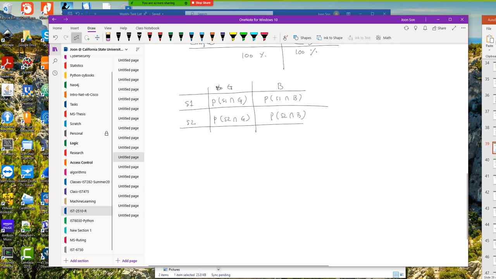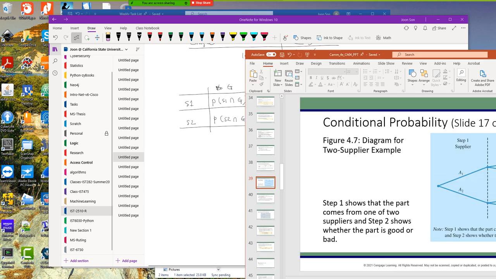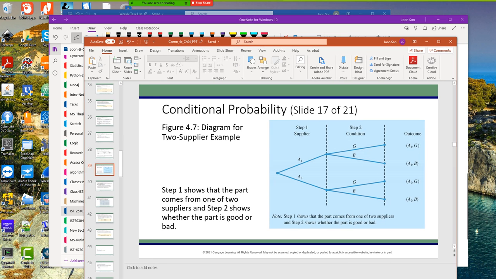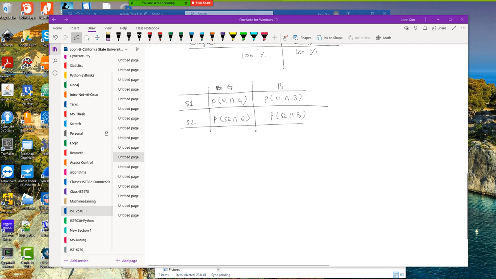Now, if you want to find that, this is the tree diagram. This is something that you should understand. It's a really good way to understand conditional probability. There are a couple of steps. First, step number 1: you have to choose whether the part is supplied by S1 or S2.